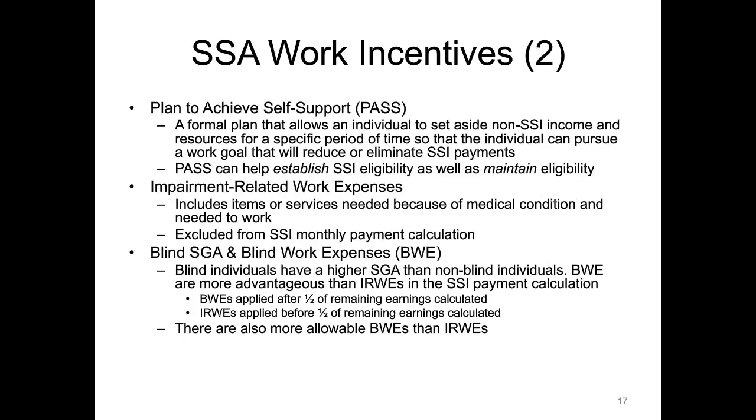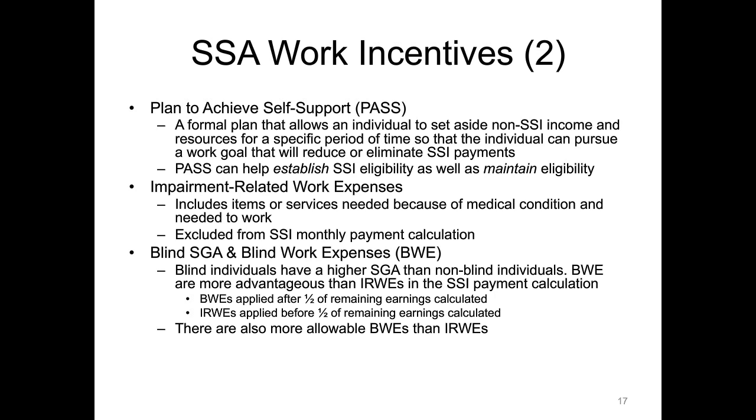Some other SSA work incentives include the Plan to Achieve Self-Support, or the PASS program. This allows individuals to set aside certain income and resources for SSI purposes if those income and resources help the individual pursue a work goal that will reduce or eliminate SSI payments. It's important to know that this is a formal plan and it needs to be formally approved by SSA.